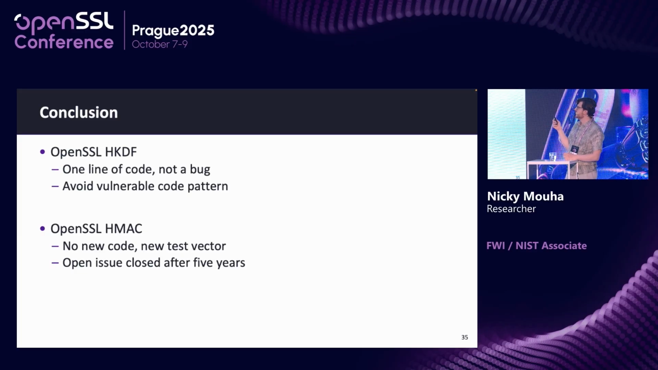I focused on HKDF, hash-based Key Derivation Function, which is part of the TLS handshake, where there is one line of code that I contributed, a line of code that you will execute every time you go to a secure website, but not a bug, just avoiding a vulnerable code pattern. And for OpenSSL HMAC, I didn't contribute any new code, except for a new test vector, but the code is the same because apparently the issue was already fixed. I did close the open issue that was there since 2020.